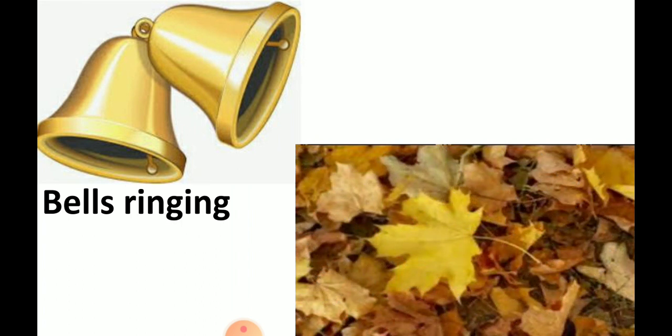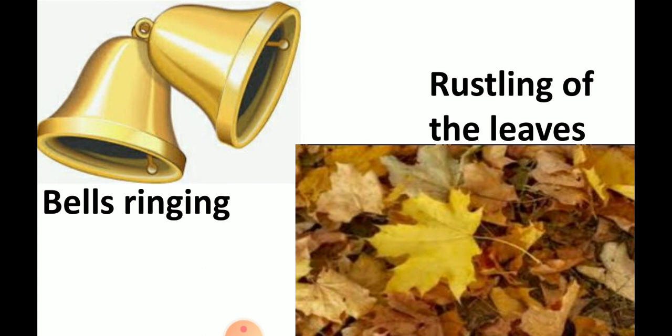One more example, leaves. When these old dry leaves fall, the sound is rustling, the rustling of the leaves. So ringing, rustling, and what we had seen before, the boom sound, the chirping of the birds. These are all examples of onomatopoeia. I'll give you a few more examples.